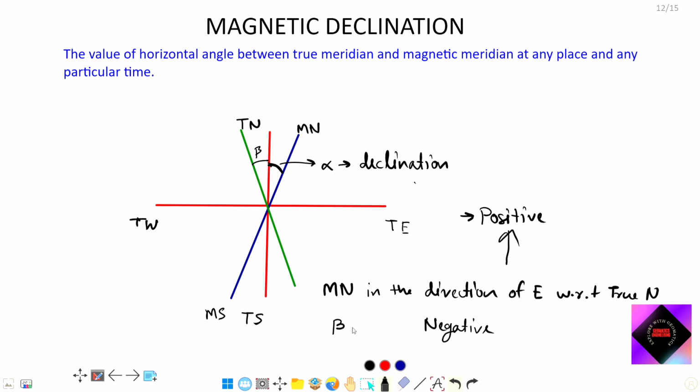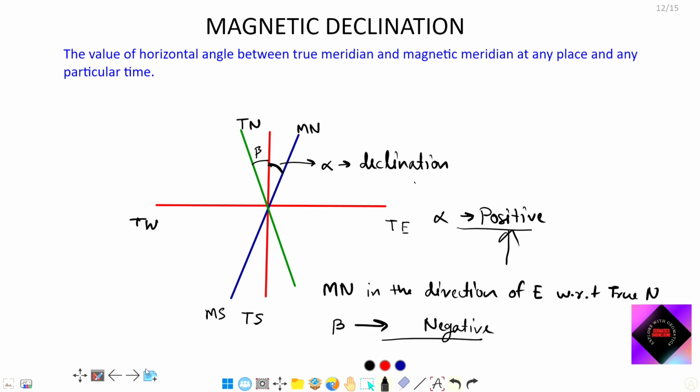Here beta is negative and alpha is positive. So there are two types of declination, that is positive declination and negative declination. And with the help of these two declinations, we can calculate true north, true meridian, and magnetic meridian. From true meridian we can calculate magnetic meridian, and from magnetic meridian we can calculate true meridian. So this type of question also comes.